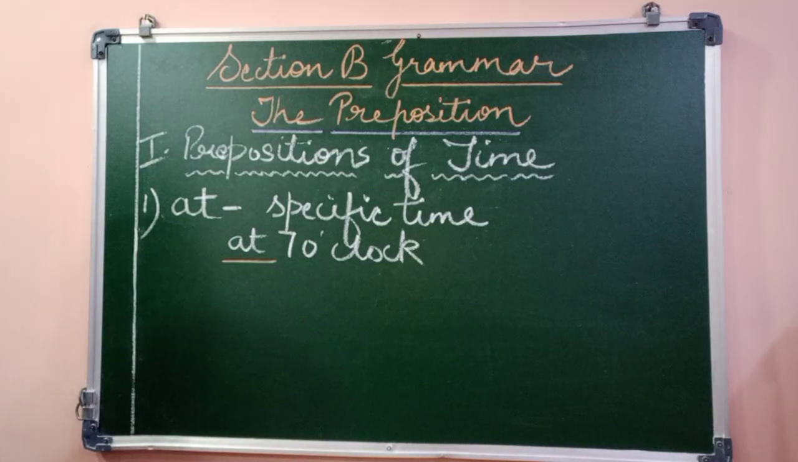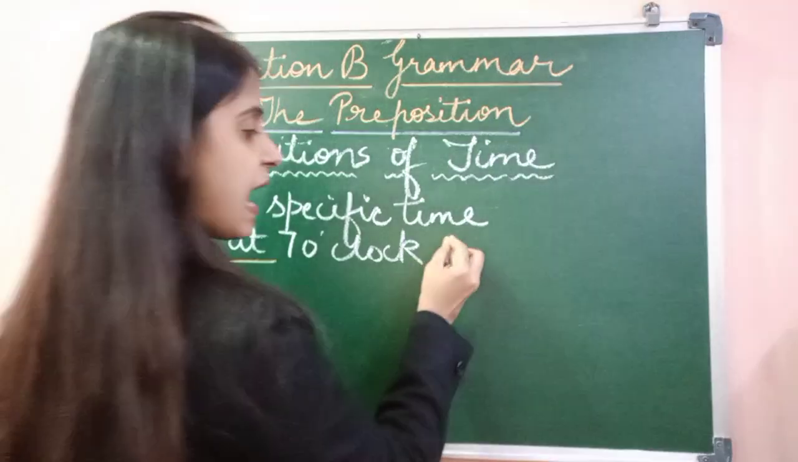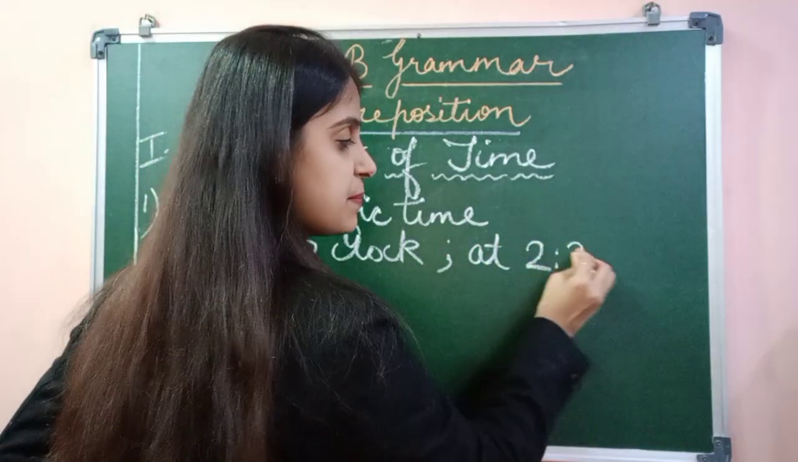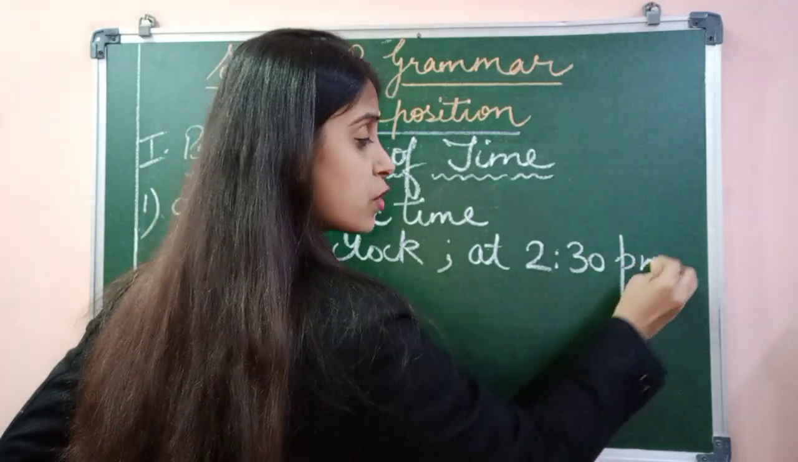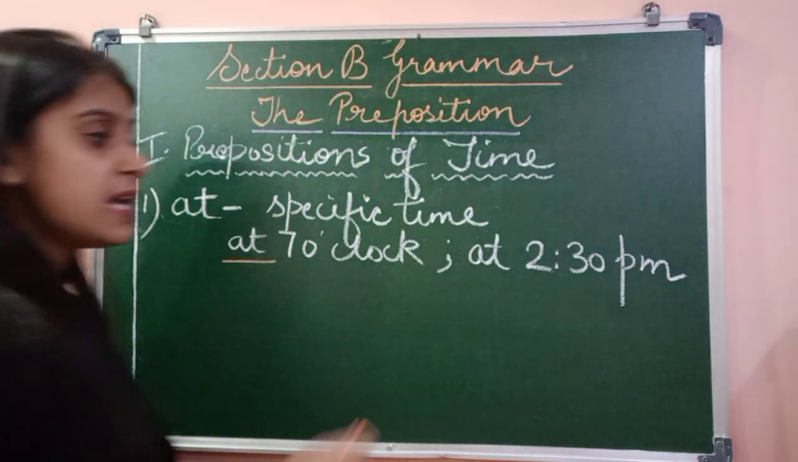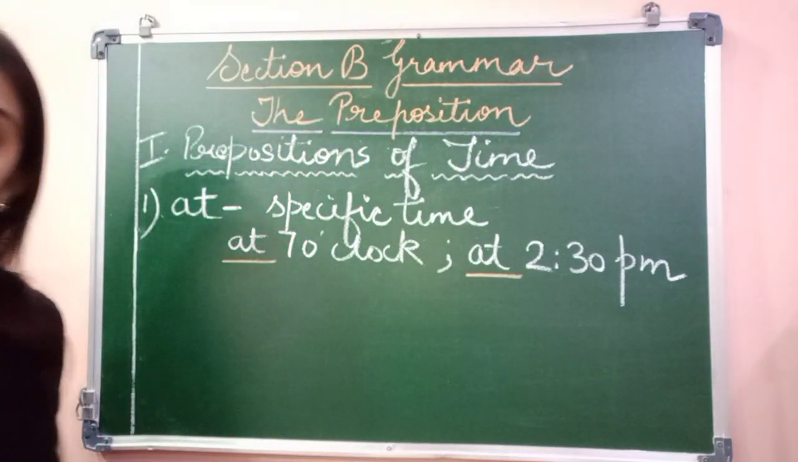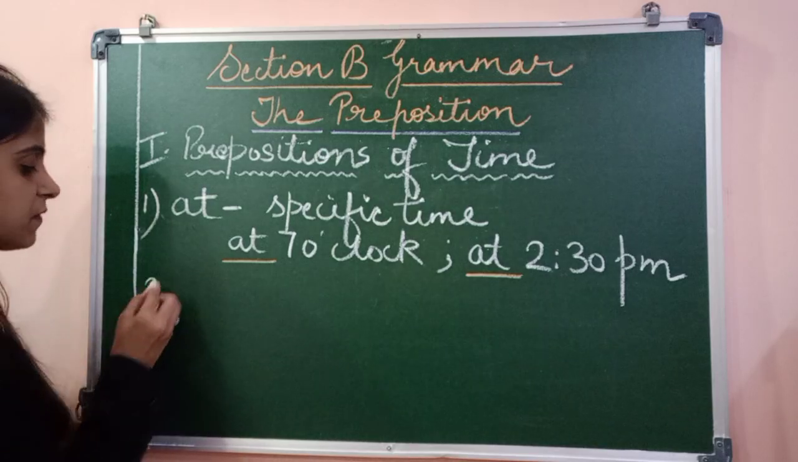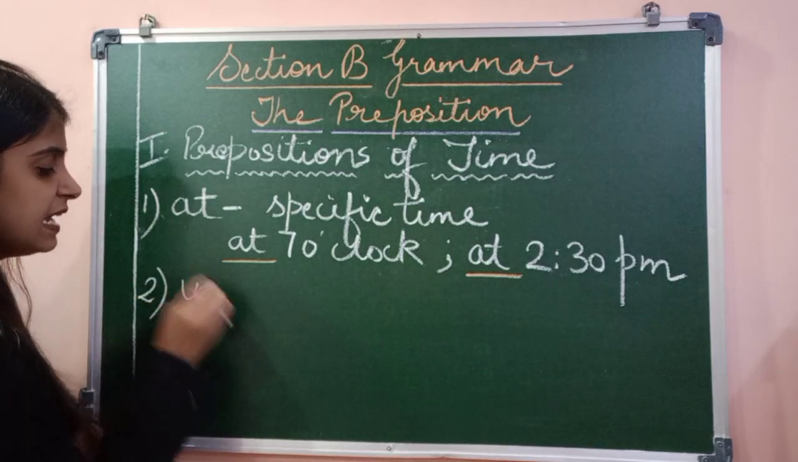My school gets over at 2:30 p.m. So children, 2:30 p.m. is the exact time or the clock time you can say. So we have used preposition at. Now the second type of preposition that we are going to study under prepositions of time is in.